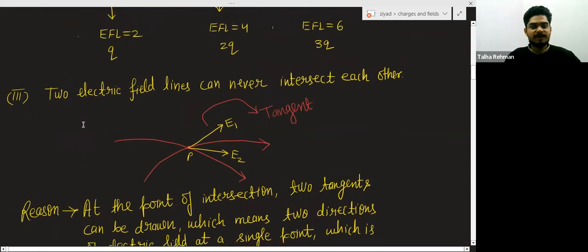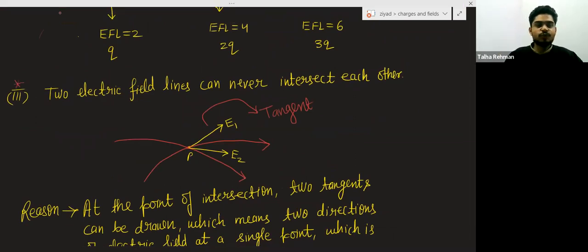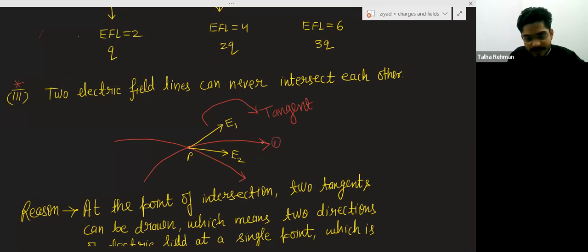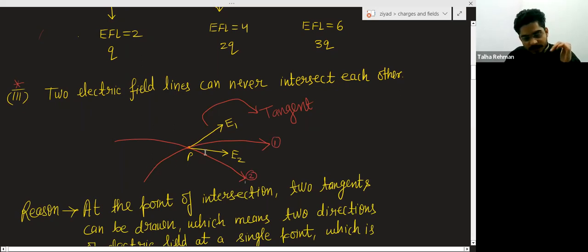Third point, this is very famous from 10th class. 2 electric field lines can never intersect each other. Same as 2 magnetic field lines can also never intersect each other. Why? Because suppose these are 2 electric field lines, this is the first electric field line and this is the second electric field line. Suppose at this point B, these 2 electric field lines are intersecting. Now I am telling why these electric field lines cannot intersect.